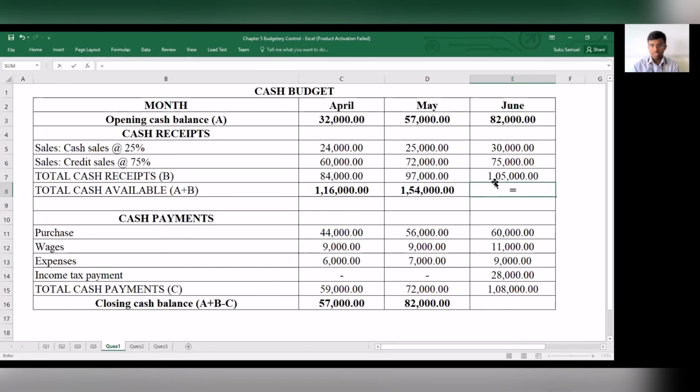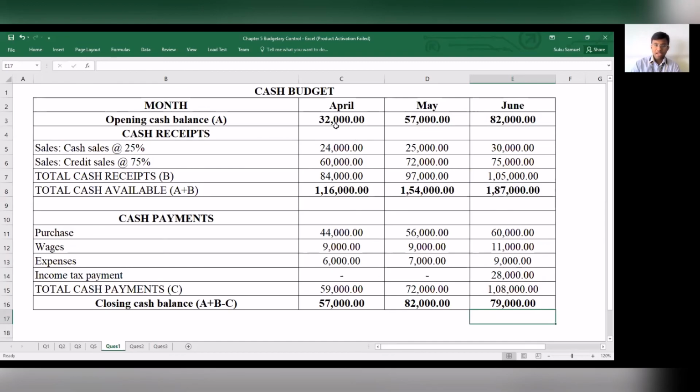We have to calculate the total cash available. So 82,000 plus 1,05,000, which makes it 1,87,000. Likewise, we have to calculate the closing cash balance for the month of June. So that will be 1,87,000 minus 1,80,000, which makes it 79,000. 79,000 is your closing cash balance for the month of June.